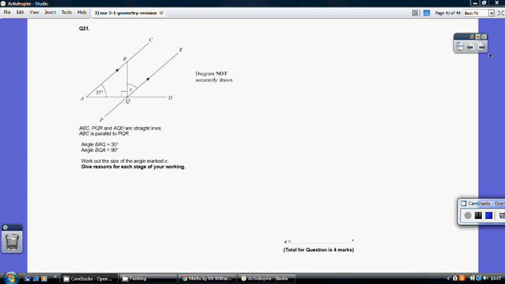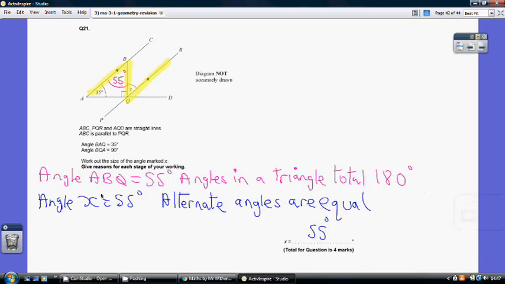Question 21. So angle ABQ, A to B to Q, must be 55 degrees because angles in a triangle add up to 180 degrees. Now, once we know that, we can say x equals 55 degrees because alternate angles are equal. Is the z angle rule again. So x equals 55 degrees because alternate angles are equal.